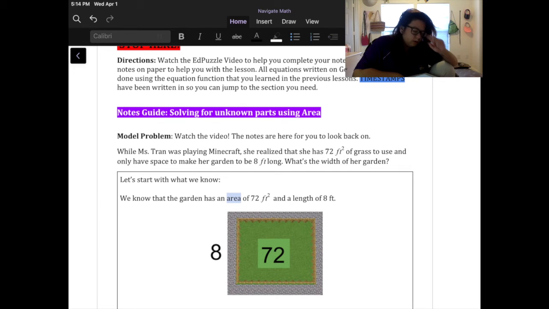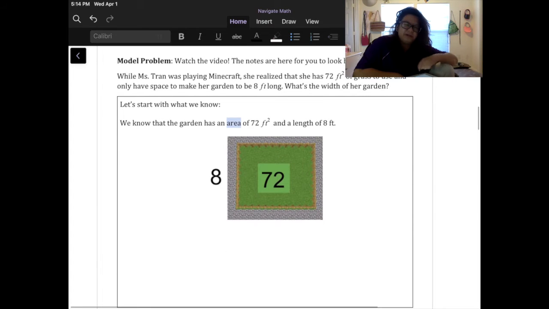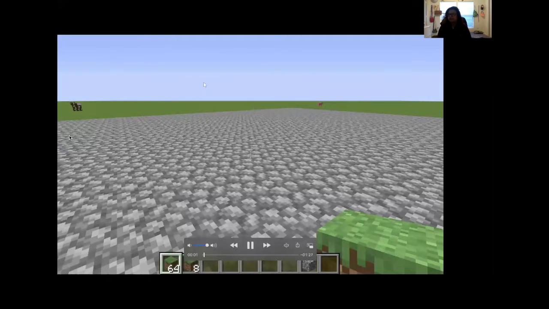While Miss Tran was playing Minecraft, she realized that she has 72 feet squared of grass to use and only has space to make her garden 8 feet long. What's the width of her garden? Here's a little clip of me playing Minecraft.